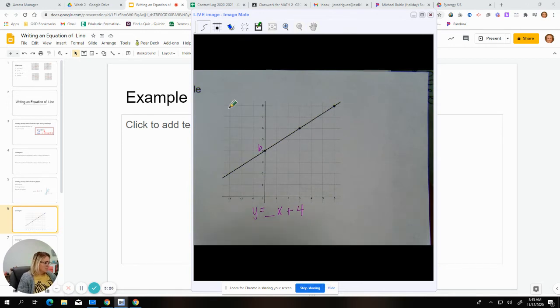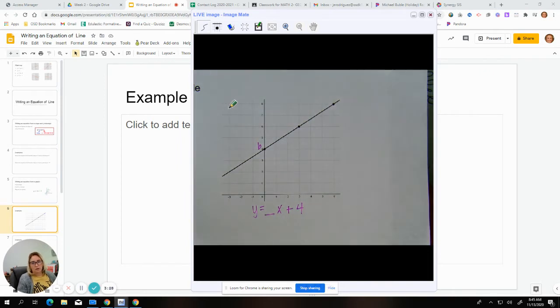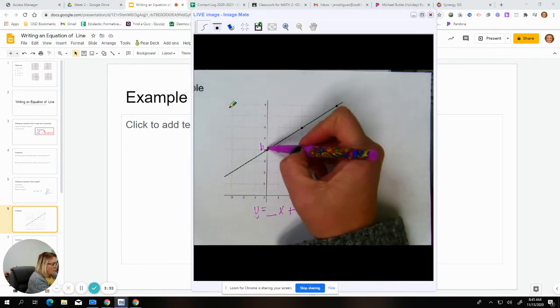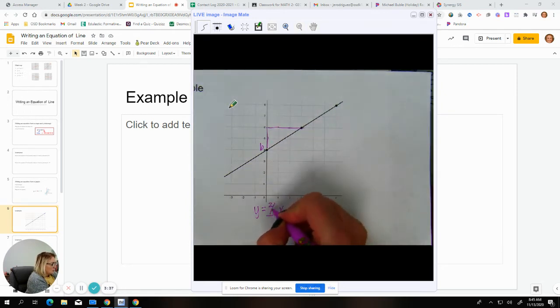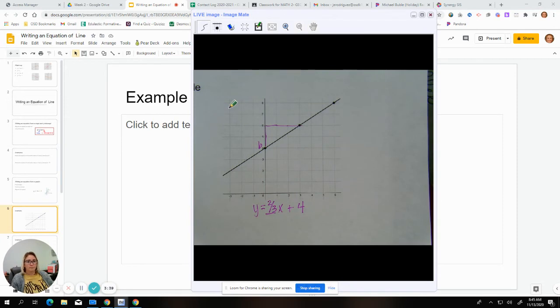And because this is a nice gridded line, we know that we're going to be able to actually count our slope. So we're going to go up 2 over 3, and so we know that our slope is 2/3. So the equation of that is y equals 2/3 x plus 4.